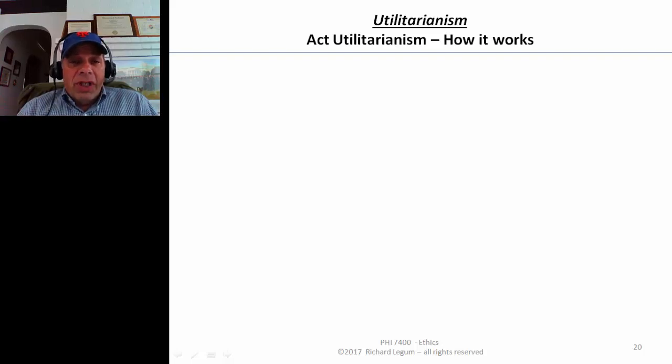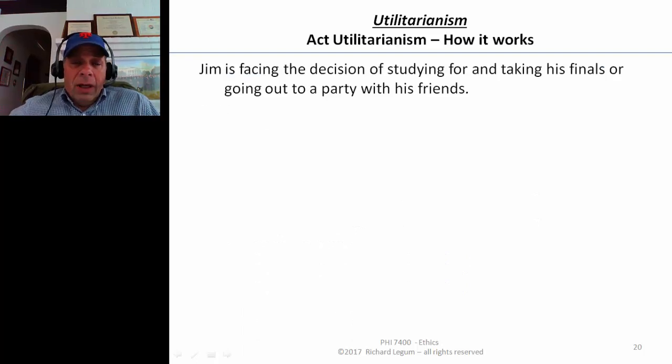Let's look at an example to see how act utilitarianism, this whole concept of utility, is supposed to work. Here's the example I'd like you to consider. You've got this friend, Jim, who's facing a decision. It's the night before the final exam in his ethics course, and he has a decision of either studying for his finals, or going out to party with his friends. So let's see how the decision lines up.